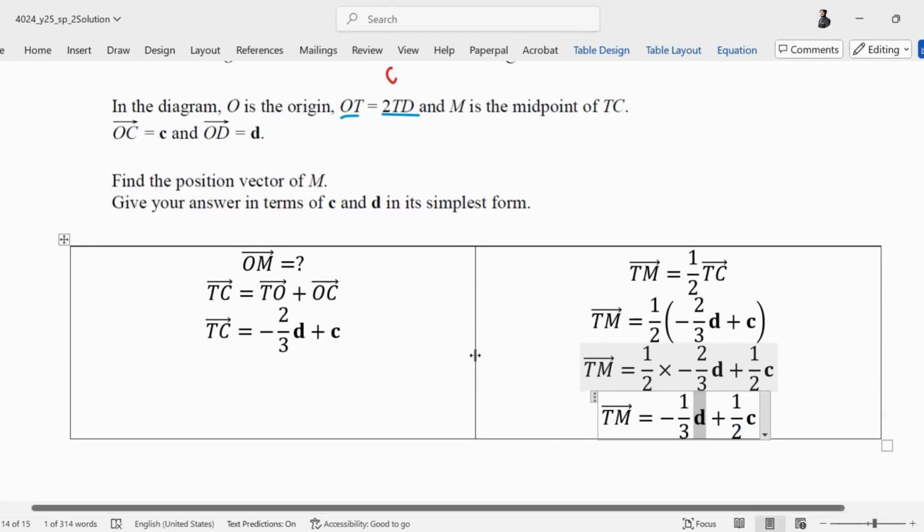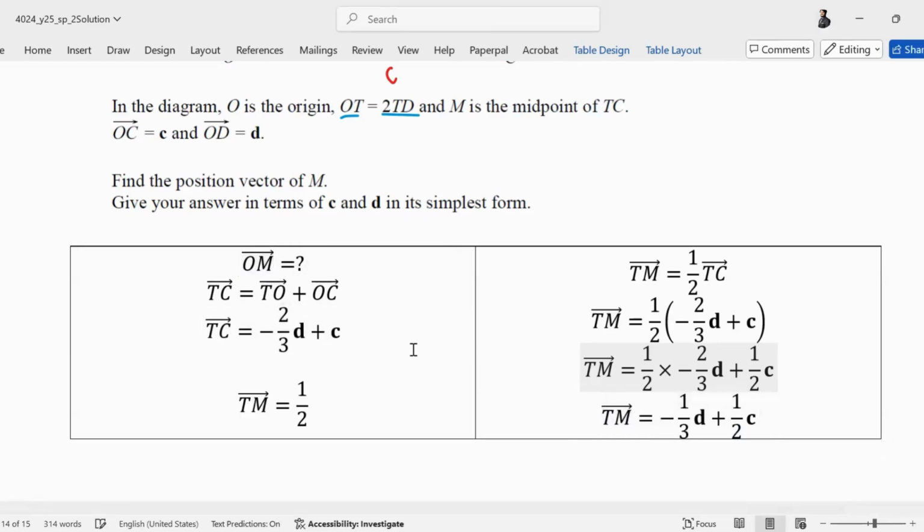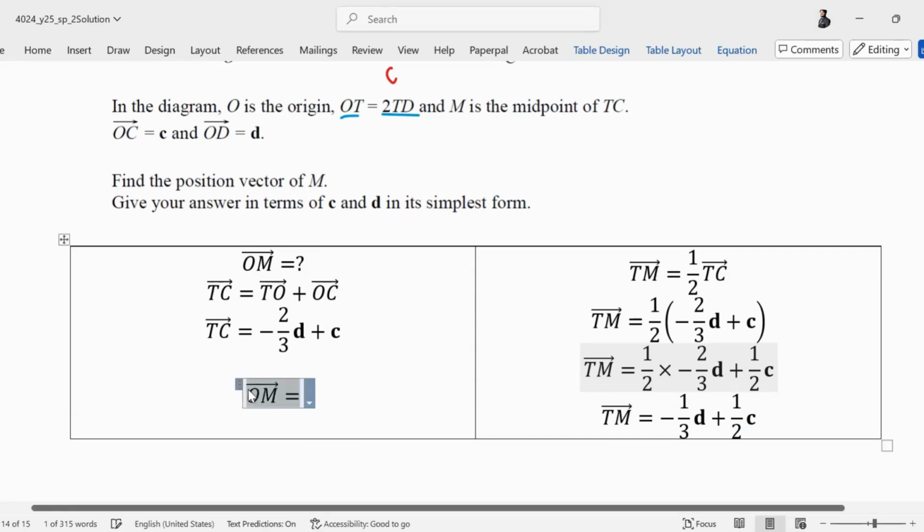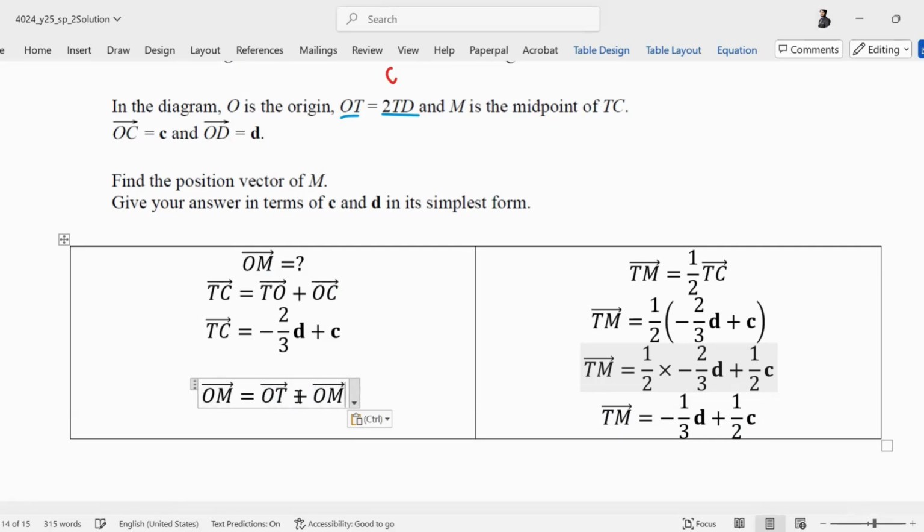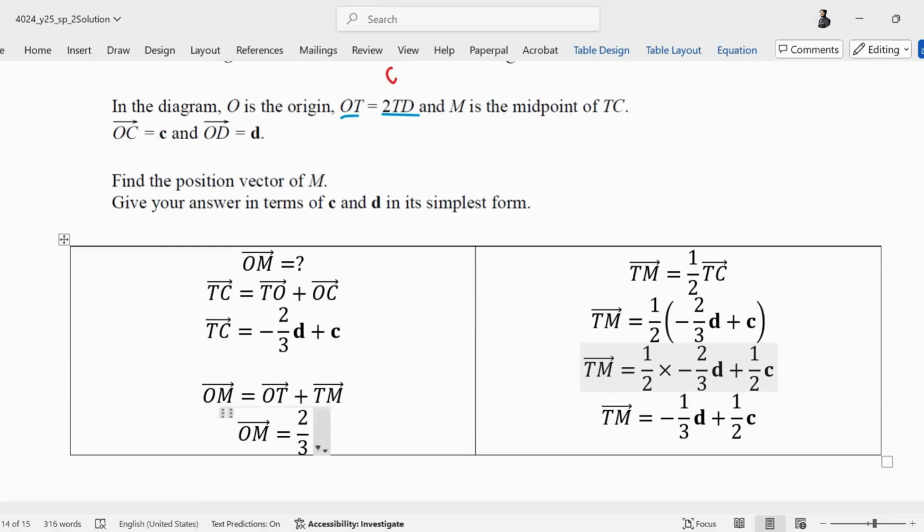This is TM, and we needed to find OM. Now, once we have TM, we can just use this to find OM, which is OT plus TM. Again, there were many different ways of doing the same question. I have just opted for this one. OT is again 2/3 of D plus, and TM is the entire thing, negative 1/3 D plus half C.